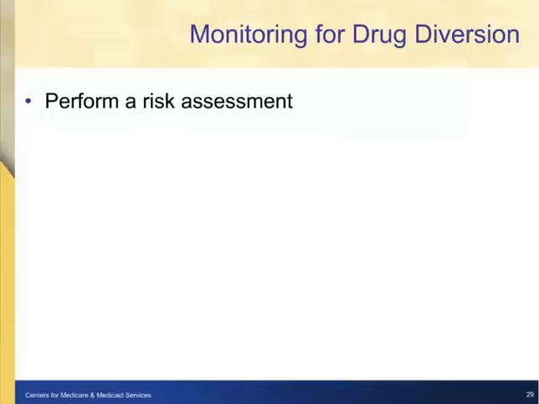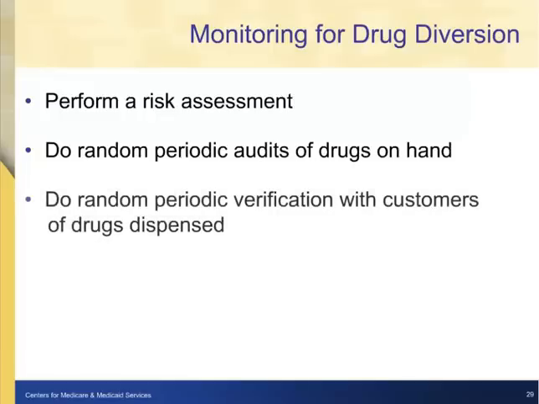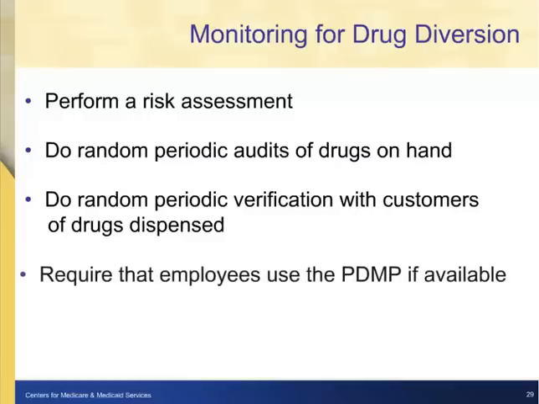To prevent drug diversion, pharmacies should also perform random periodic audits of drugs on hand to detect discrepancies in inventory or billing that may be indicators of drug diversion, as well as verification with customers that the prescribed medication and quantity were dispensed. Pharmacy employees should be required to use the PDMP if available. Finally, pharmacies should analyze prescription data to detect patterns that may indicate fraud or abuse, such as prescribing drugs of abuse for family members, writing an unusually high number of prescriptions, and writing prescriptions for unusually high doses.